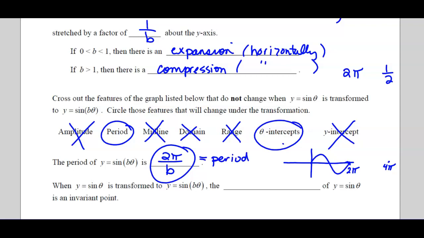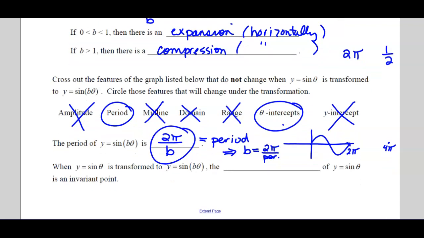So you're going to use this. If I give you the period and ask you to find B, rearrange that, right? We're not doing that yet, but just to realize then B is equal to 2 pi divided by the period. And please don't ask me how that works because it's just rearranging the formula. You can figure it out on your own.